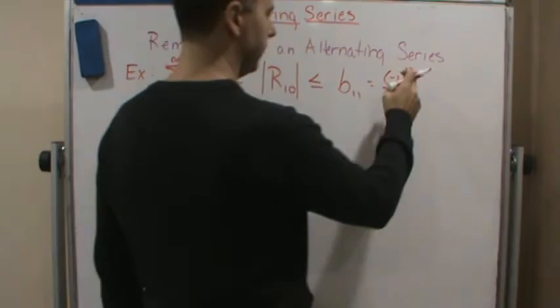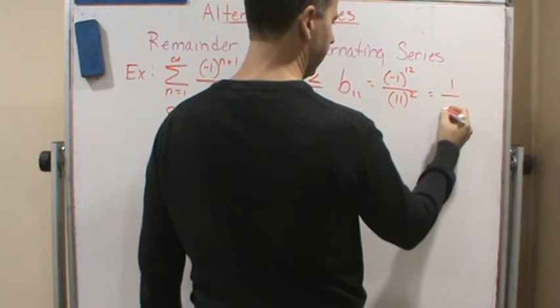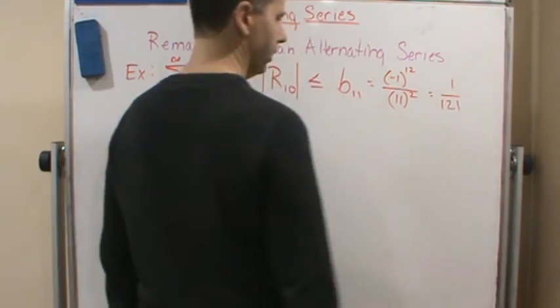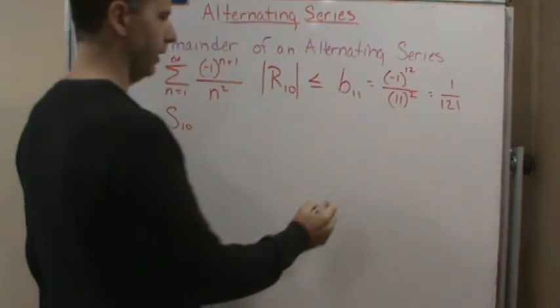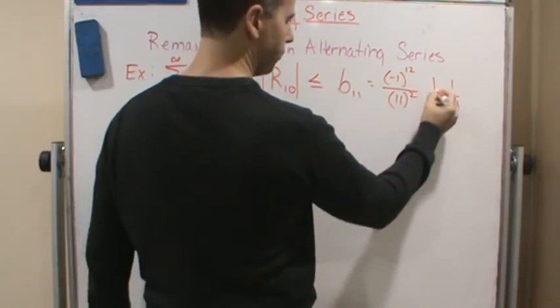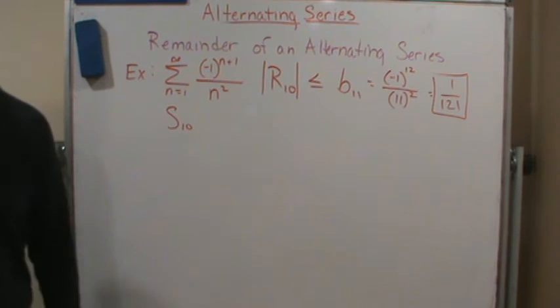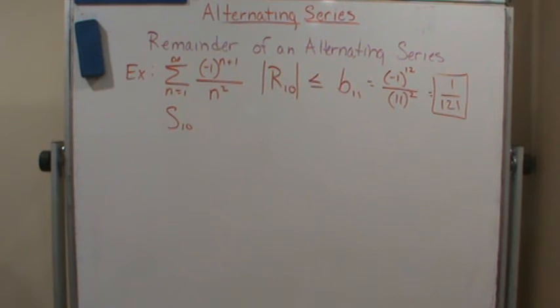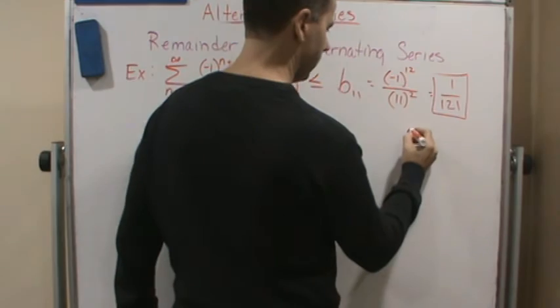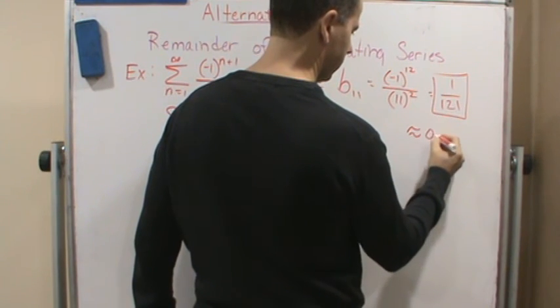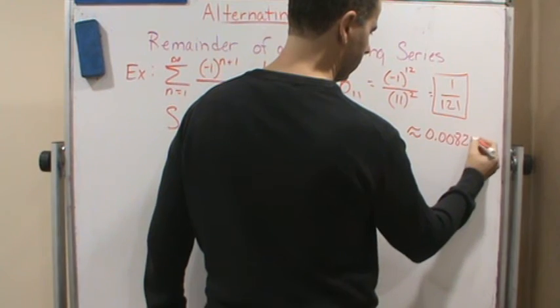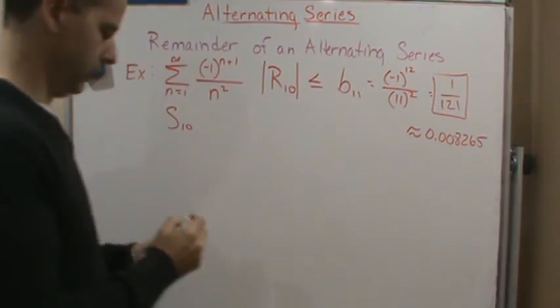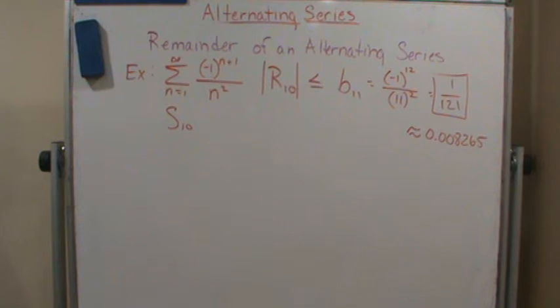And then of course, this is just going to end up being 1 over 121, so this would be the exact bound, 1 over 121, which is approximately equal to that. And that's it. That's all there is to it.